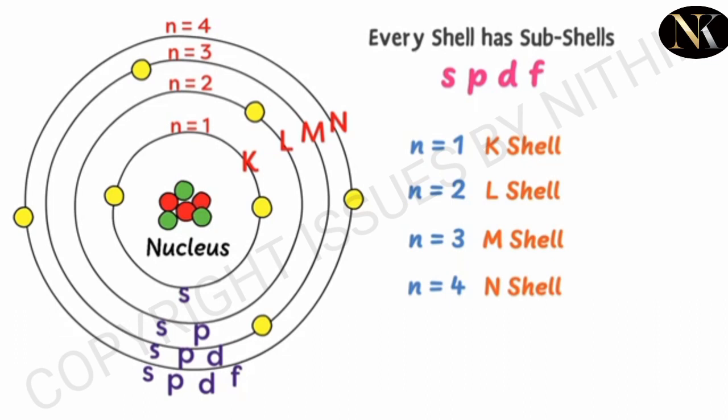s, p, d, f. The easiest trick to remember the subshells is that the first shell has only one subshell, the second shell has two subshells, the third shell has three subshells and the fourth shell has four subshells. Secondly, when you go from the first shell to the fourth shell, add one subshell successively, like s, then s, p, then s, p, d and then s, p, d, f.